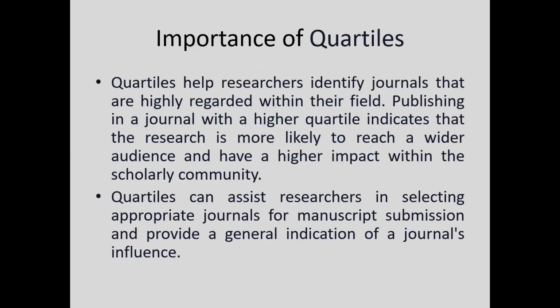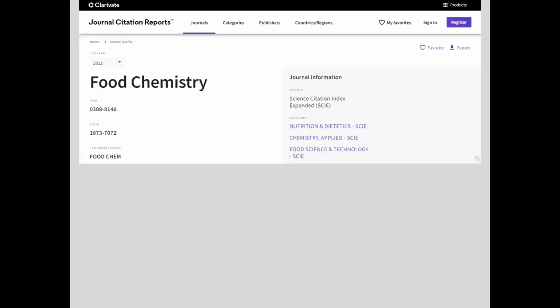Also, the importance of the Q, of the ranking, is the same as the impact factor. It will show that the journal is very trusted. And also the visibility of the journal or the paper depends on the impact factor. And it is also more accurate compared to one without ranking or impact factor. Okay, this is from JCR.